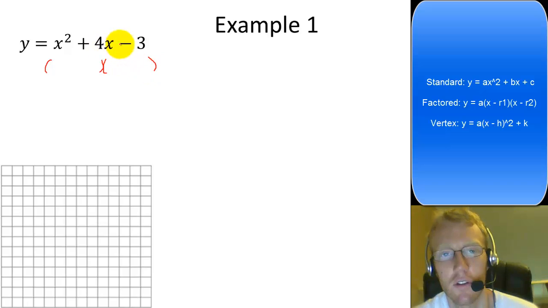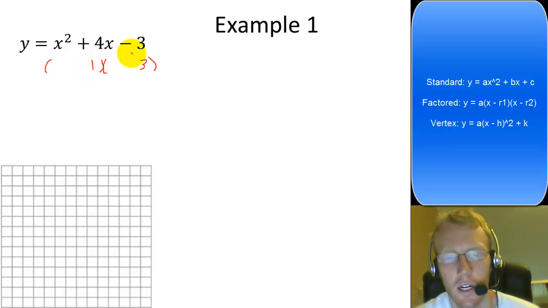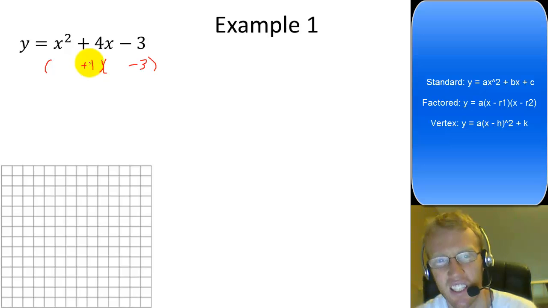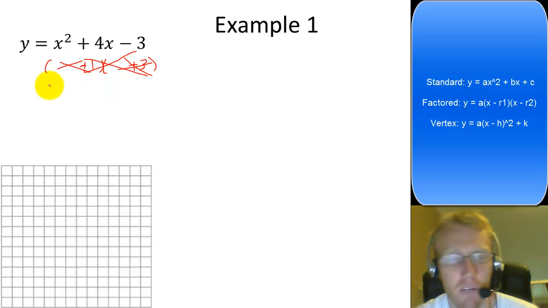Can I think of two numbers that multiply to 3? Well, certainly a 3 and a 1. One has to be negative, one has to be positive. Well, if I make this one negative and this one positive, that's not going to give me a 4. If I make this one negative and this one positive, that's not going to give me a 4. So factoring does not seem to work. Okay, let's think about something else we could try.